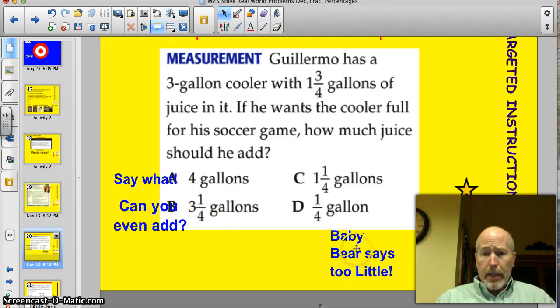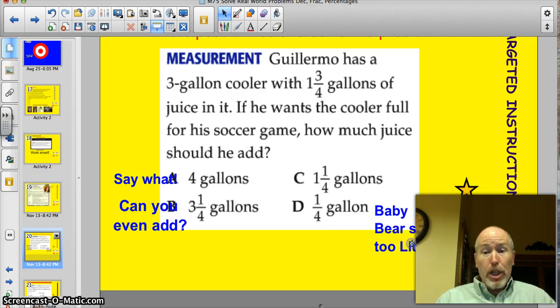All right, let's see. How about 1/4 gallon? Baby Bear says too little. Yeah, I mean, 1/4 gallon plus 1 3/4 gallons is going to be 2 gallons. There's only one logical choice here, and of course it's right. Therefore, we move the star to answer C.